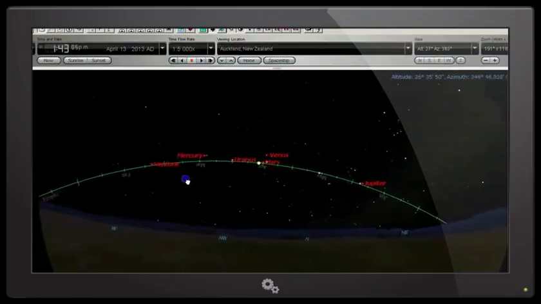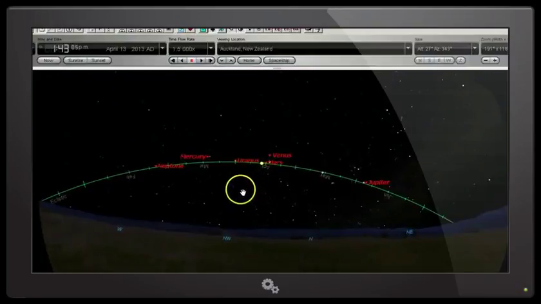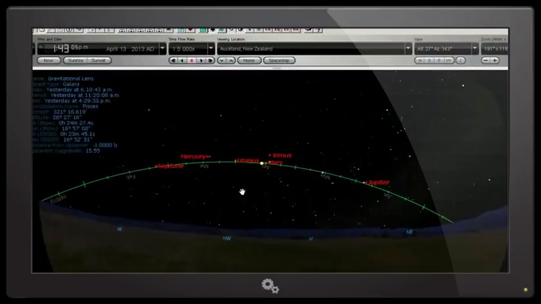Anyone in the southern hemisphere can see below the ecliptic, and in fact they can see all the way to the south ecliptic pole. So I hope that's cleared that up.